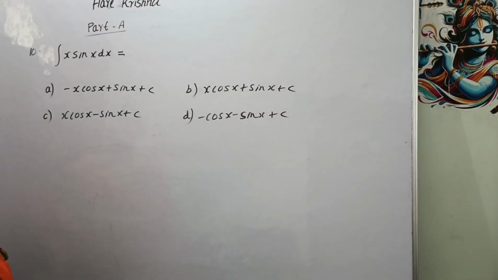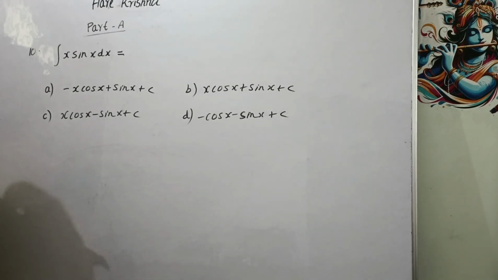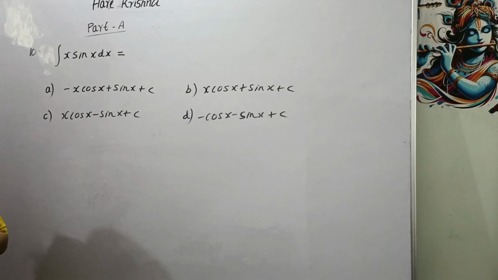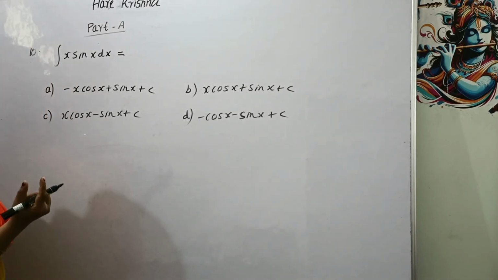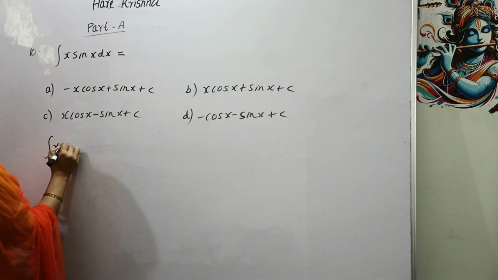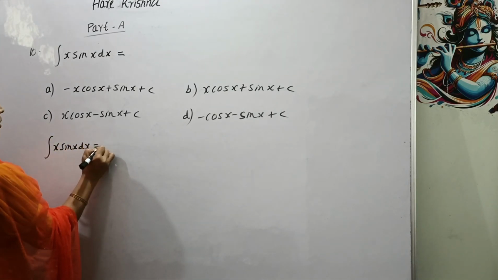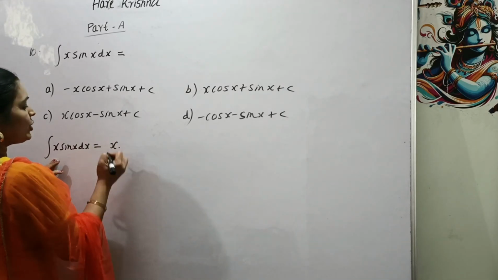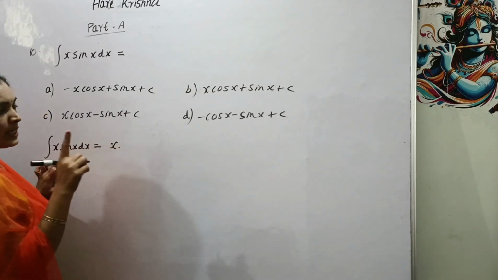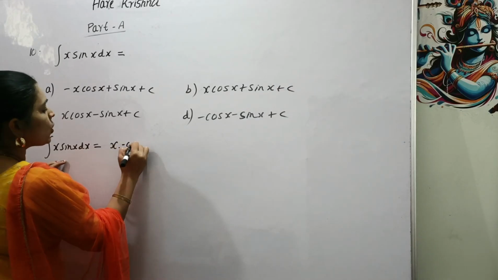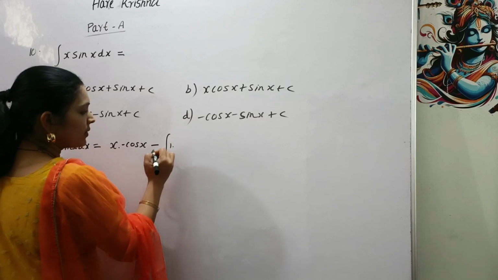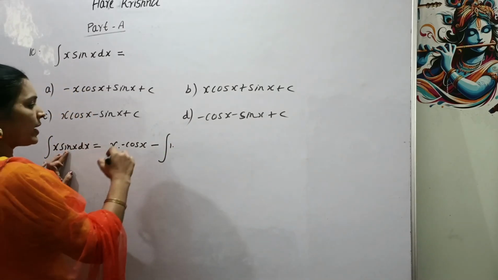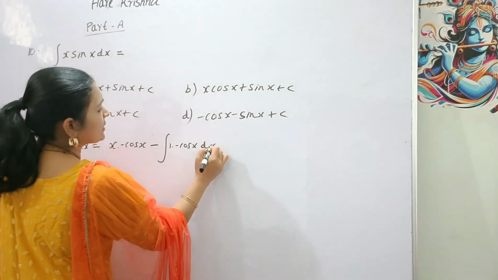Integral of x sin x dx. X into sin x, product of two functions. So here we have to apply integration by parts, right? So take x as the first function and sin x as the second function. So integral of x into sin x dx is equal to first function, that is x, into integral of second function, that is integral of sin x, which is minus cos x, minus integral of derivative of first function, 1, into integral of second function, that is minus cos x dx.